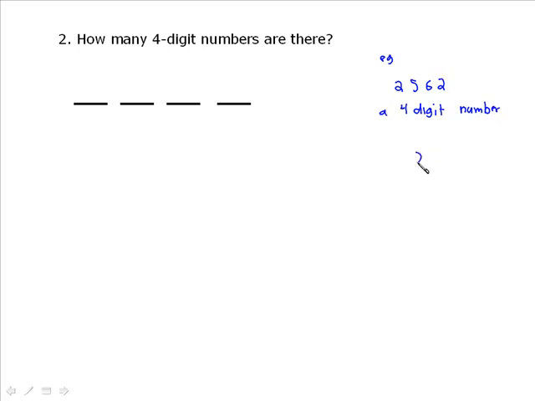However, 0, 5, 3, 9, this is not a 4-digit number. If it's a code, well, that's different, like a password or something. But because of the 0 in front, you can't have that with digits. So this cannot have 0 in the front.